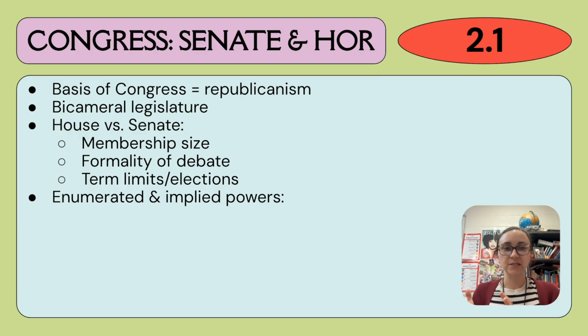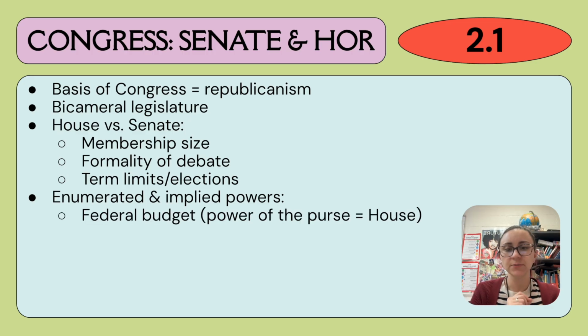Okay. Now, you also need to know the difference between enumerated and implied powers. Enumerated, we talked about this last unit, means written down in a list, explicitly stated. And so the enumerated powers are powers that have been written down in the Constitution. Implied powers are things that are not written down, but are kind of obvious. Like, well, of course Congress is going to do that, right? So you do need to know the difference between those two things.